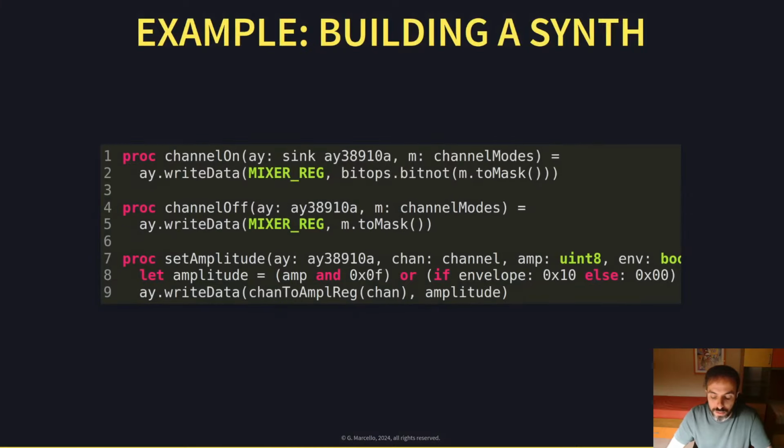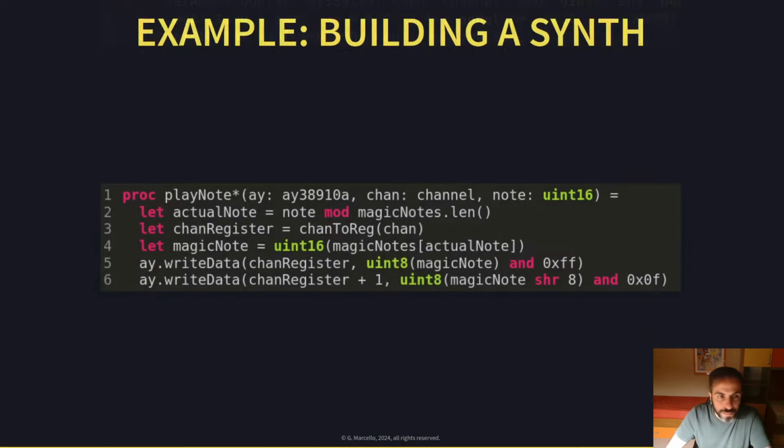Then I start implementing 3 of the 4 APIs I'm interested in: how to open a channel and to close it, and how to set the amplitude of a channel. You can see here that I'm using the previous primitives, alongside other operations, like Nim offers the bitops module that implements some nice bitwise operations for you. And also here I am using this toMask template, which I defined to switch from the bit field to its underlying integer representation.